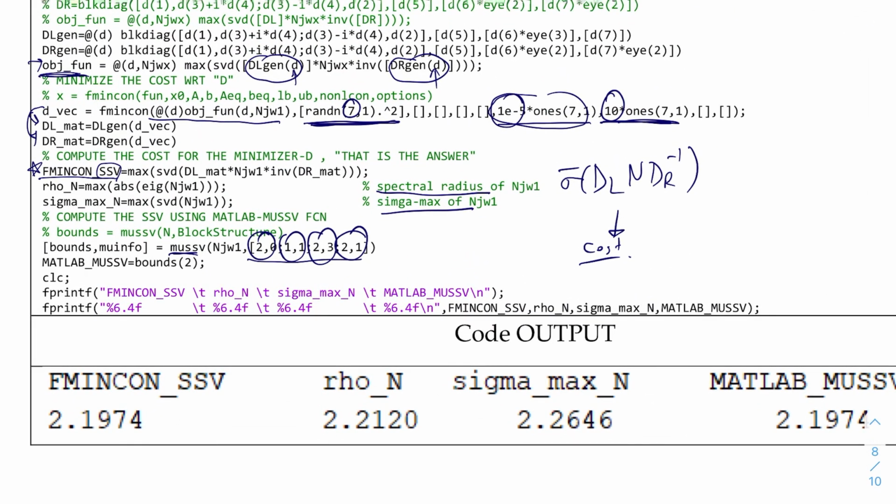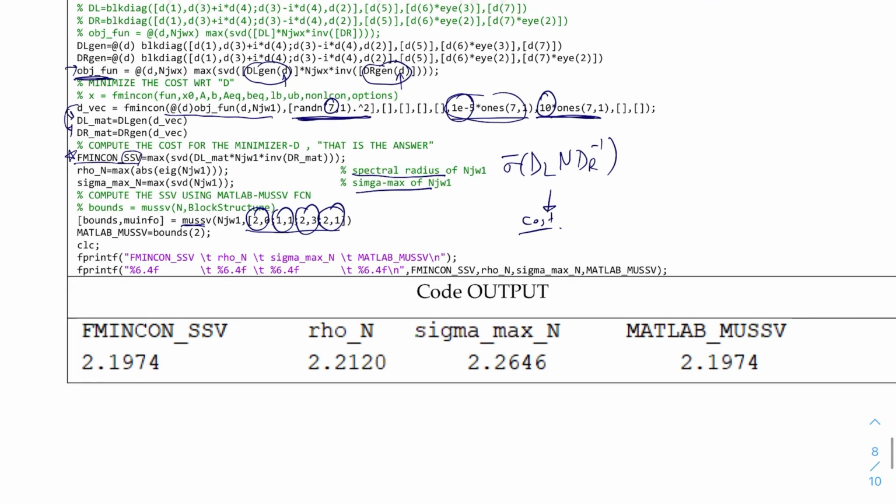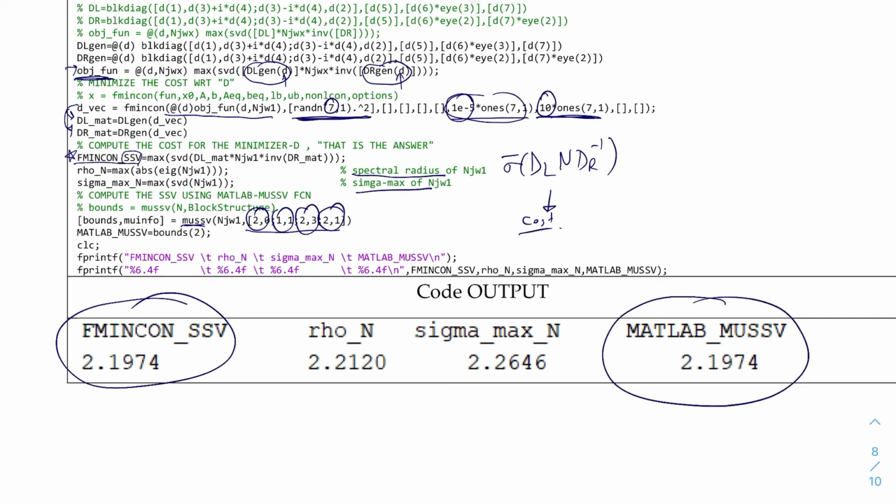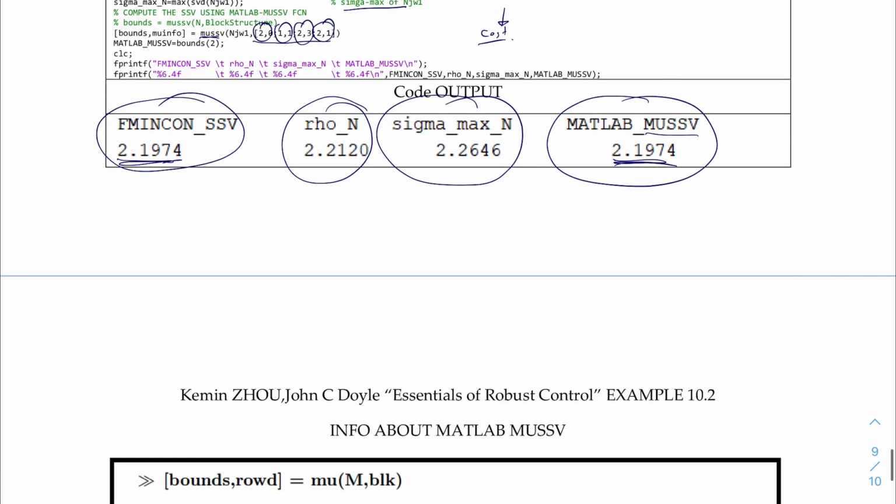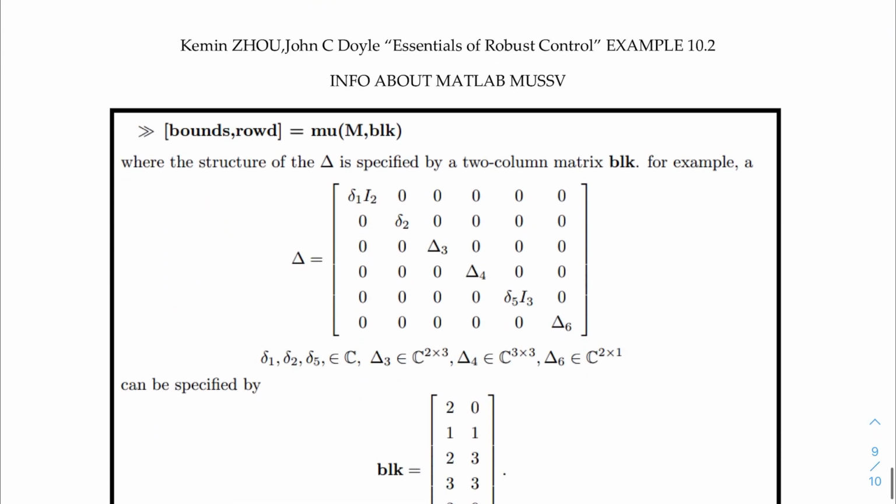And then finally just print the results. This is the SSV computed by using the FMINCON function in MATLAB, and this is the mu SSV output. And these are the spectral radius and sigma max, and this is like 2.1974 and 2.1974. They coincide.